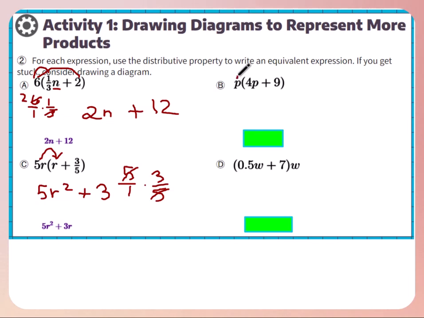All right, p times 4p. We're going to have 4 and then 2 p's that we're multiplying together. So that's going to be 4p squared plus 9p.